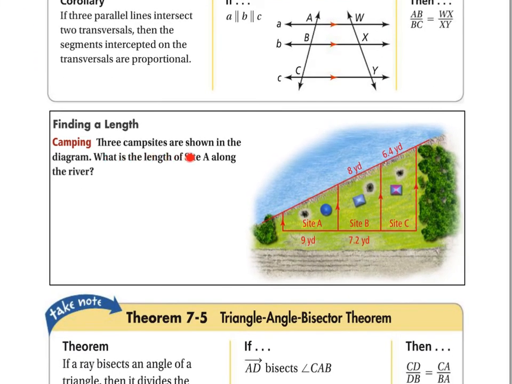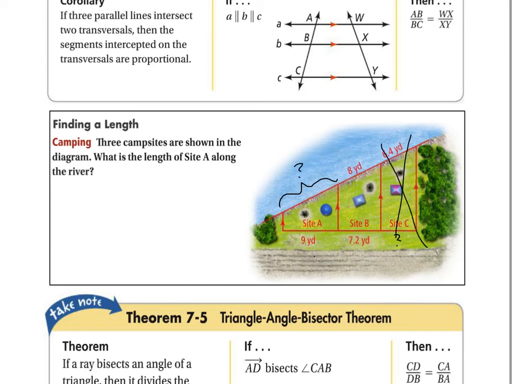As you look here, it says 3 campsites are shown in the diagram. What is the length of site A along the river? I want to know how much that is. Now, as you look at the other plots, you'll notice you don't have this for site C. So this essentially eliminates using site C.